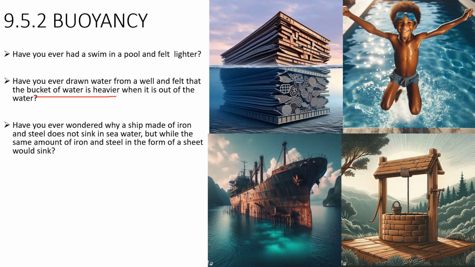Have you also wondered why a ship made of iron and steel does not sink? Look at this. This is a huge ship, all made up of iron and steel, heavy materials with high density. Still it will not sink. So much weight of material is there, yet it doesn't sink. Whereas the same amount of iron and steel in the form of a sheet will sink. See, this is not sinking and this is sinking, but this is in the form of a sheet, whereas this is in the form of a boat.